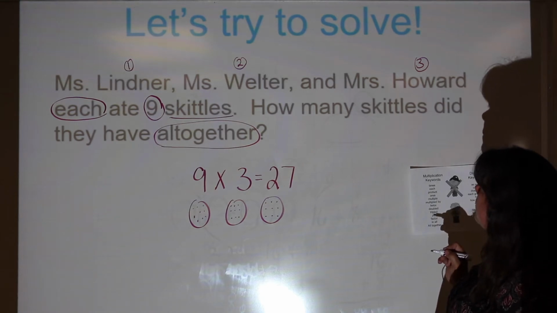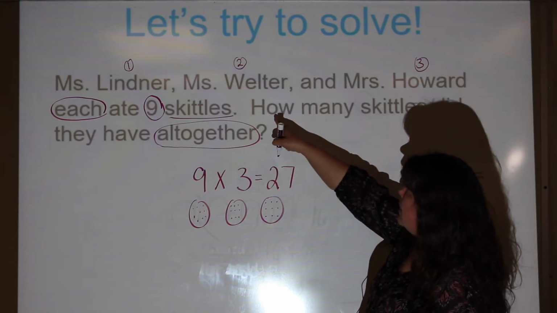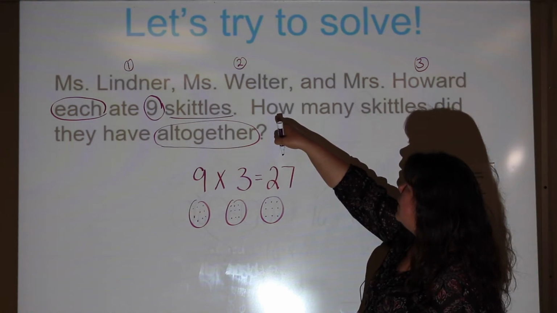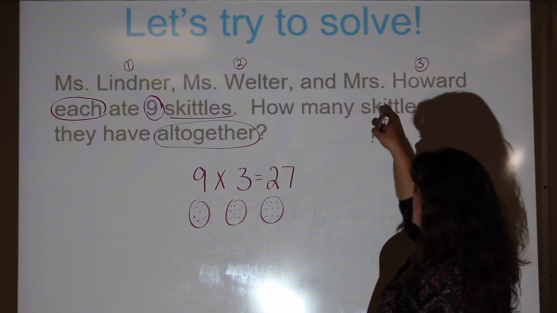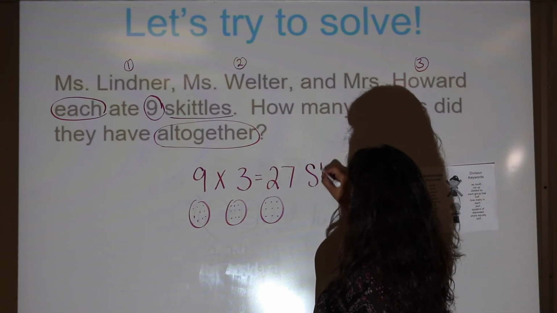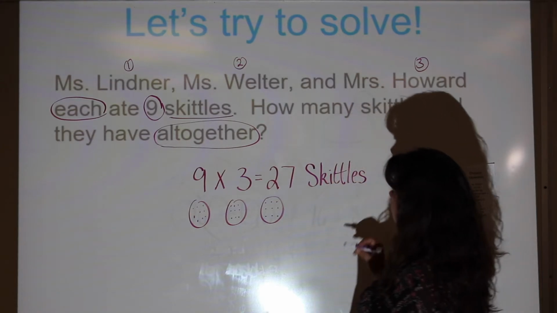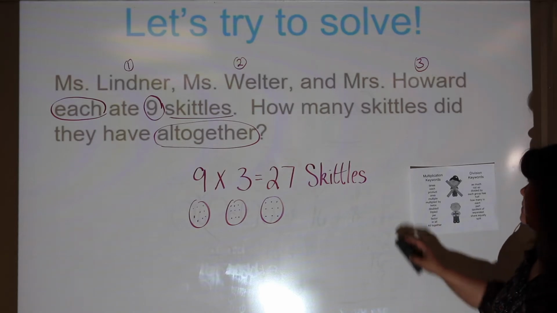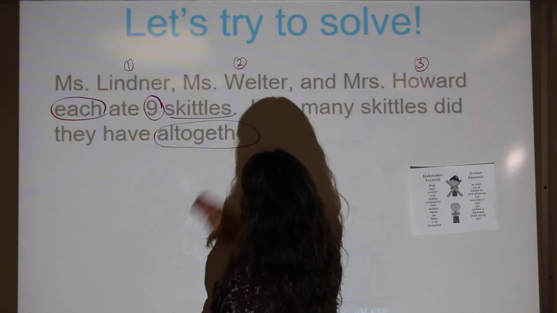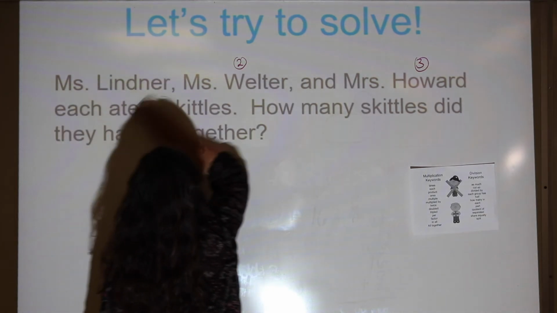What were we talking about? I go back to the question to help me figure out what I've got to put down here for my label. How many Skittles did they have all together? Skittles is my word. They have 27 Skittles is what they're going to end up eating all together. Okay. We'll go on to our next practice.